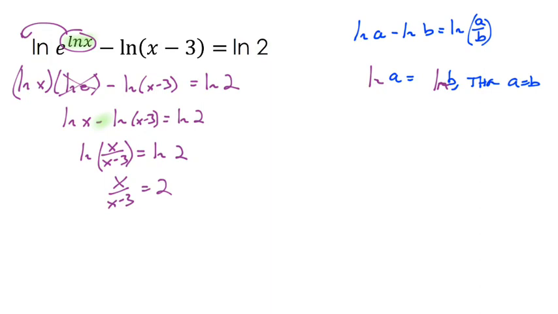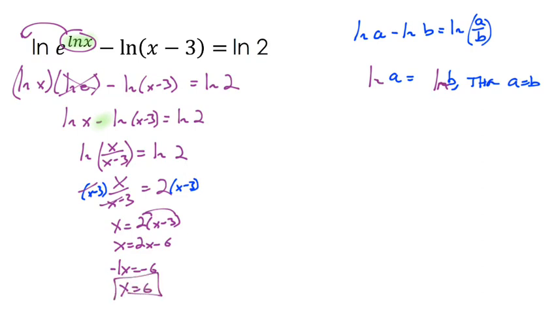And now let's just solve our little equation that we got. I'm going to multiply by x minus 3 on each side of my equation. So it's going to cancel there and leave me with x equals 2 times x minus 3. And then I'm going to distribute. I'm going to subtract 2x from each side. I'm going to divide by negative 1 on each side. So we get x equals 6.